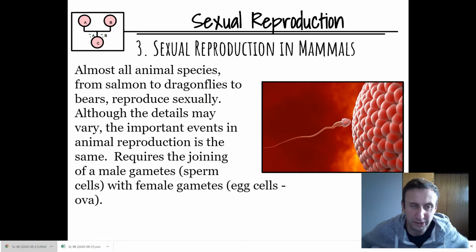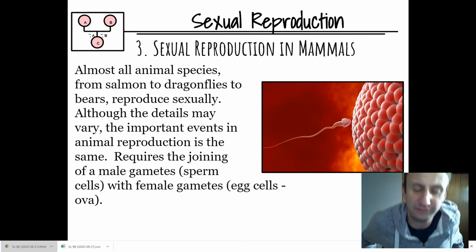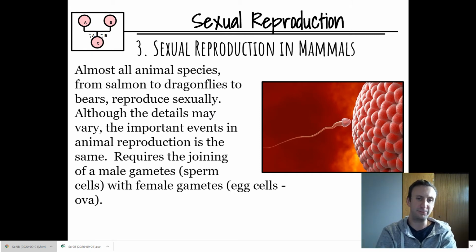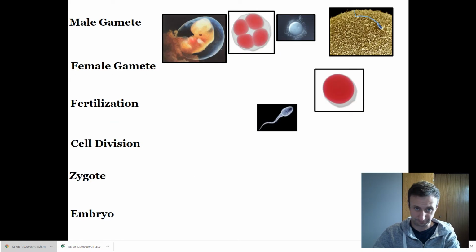This is the main one that you need to know and focus on, which is sexual reproduction in mammals. Almost all animal species, from salmon to dragonflies to bears, reproduce sexually. Although the details may vary, the important events in animal reproduction are just the same. It requires the joining of a male gamete, sperm, with female gametes, which are egg cells.